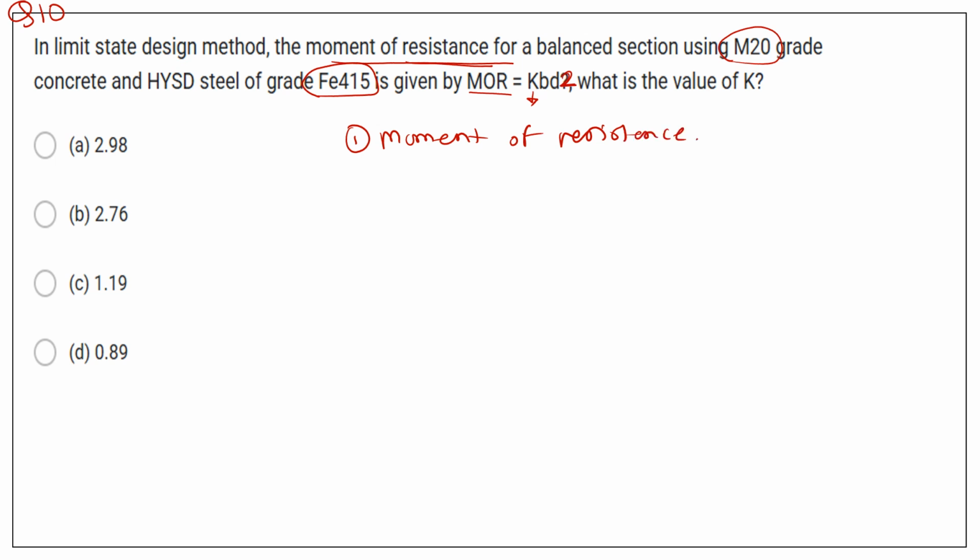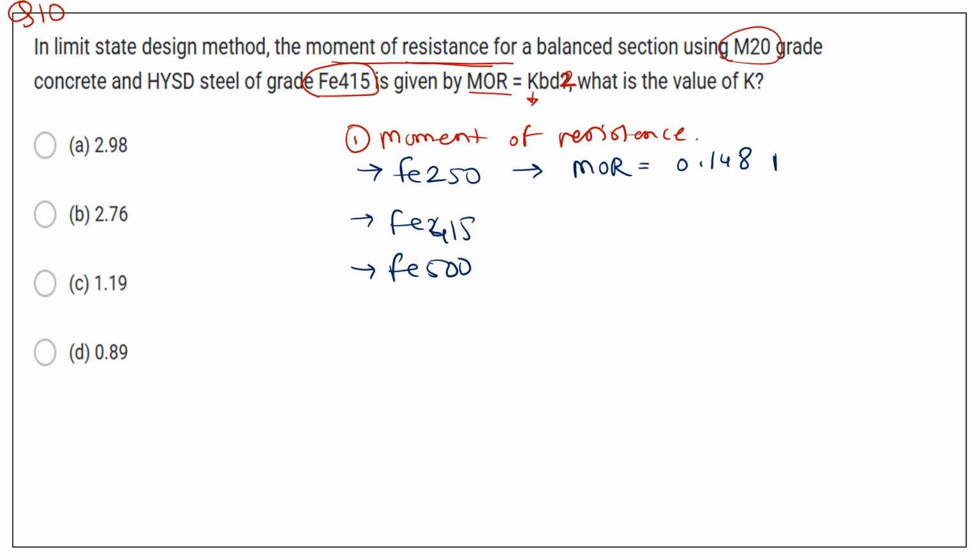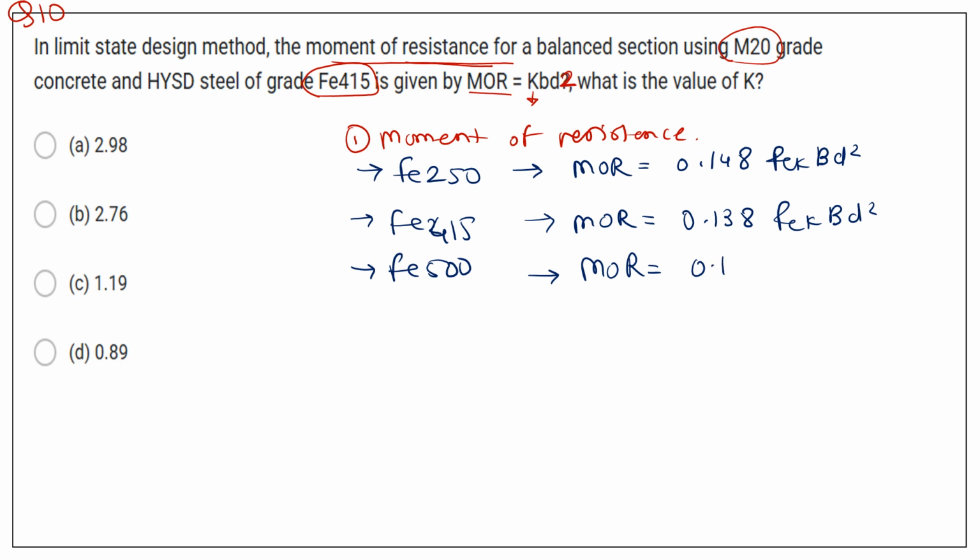First we'll discuss the formulas and then we'll solve the numerical. The first formula is for Fe250, the second for Fe415, and the third for Fe500. The first formula is moment of resistance equals 0.148 FCK BD square. The second, for Fe415, is 0.138 FCK BD square. The last, for Fe500, is 0.133 FCK BD square.